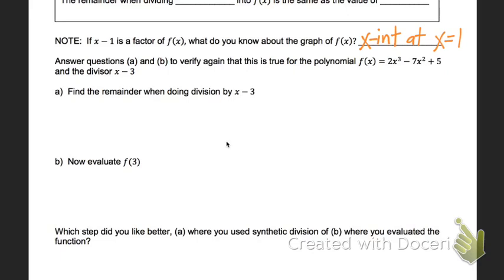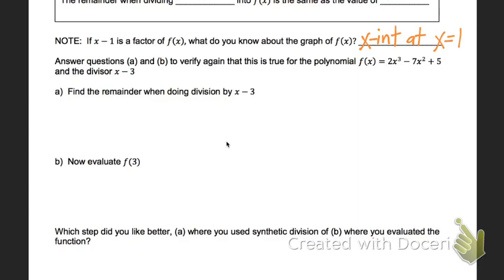In 7.2b, we had these equations in factored form, and we knew that there were zeros or x-intercepts at 1, negative 2, and positive 3. That's the same thing as saying it's a factor of it. Just a different way to say it, but it means that they're x-intercepts.